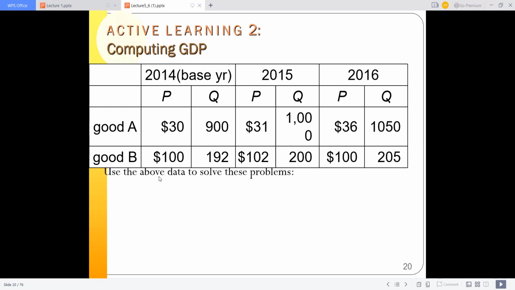So this is the same thing as how they are telling you to compute inflation rates for 2015, 2016. Compute the nominal GDP in 2014. Who can do this? Who can't do this? You just multiply the price by the quantity, right, for 2014. Multiply the $30 by 900, then multiply $100 by 192. When you are done, you add them up. Very, very simple.